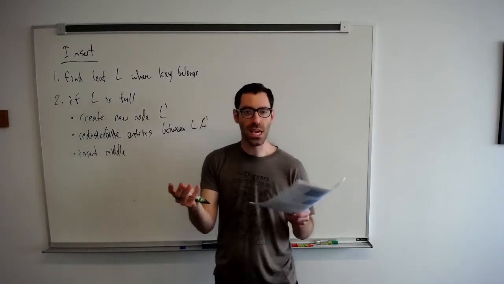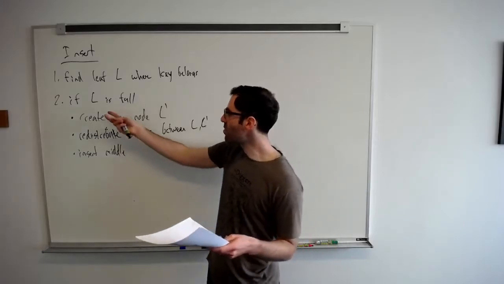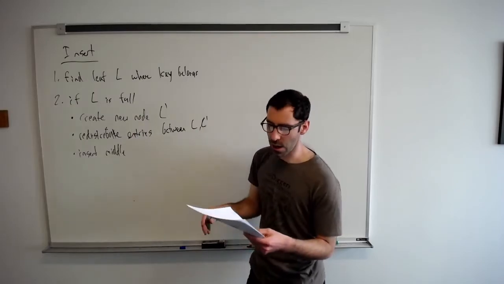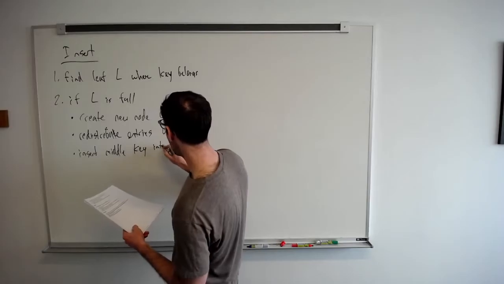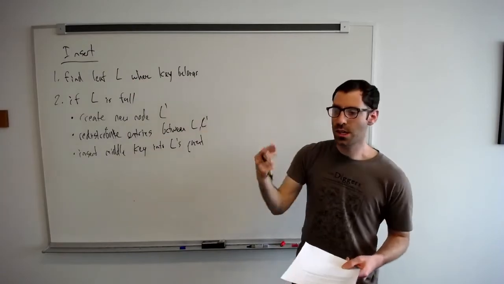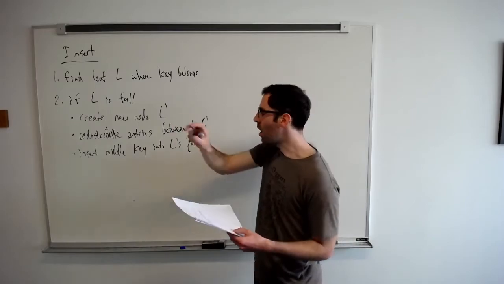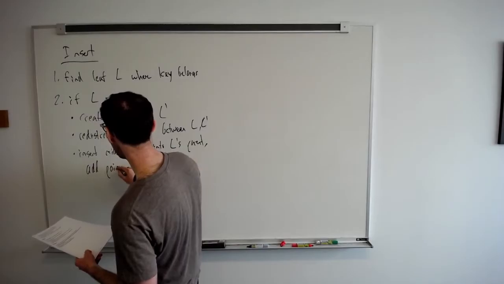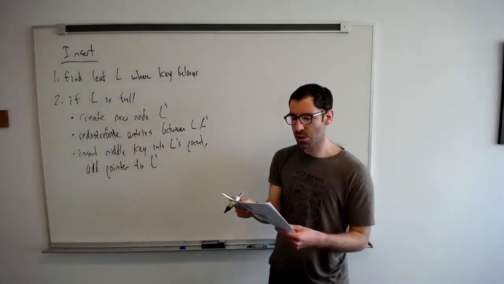And then we're going to need to insert the middle key, the median key of the entries that are now in L and L prime. So we're going to insert our middle key into L's parent, so that now we can have a pointer to L prime, so that we can add it into our tree.